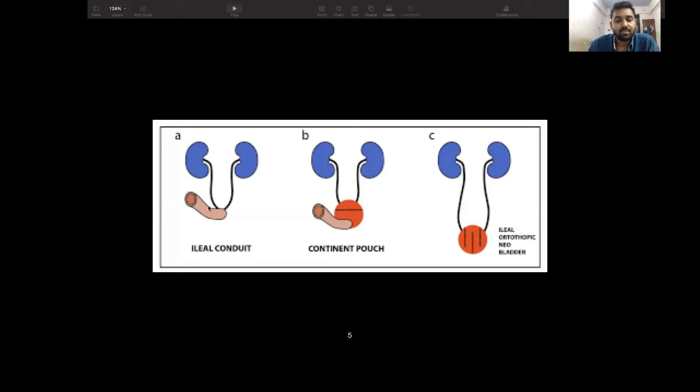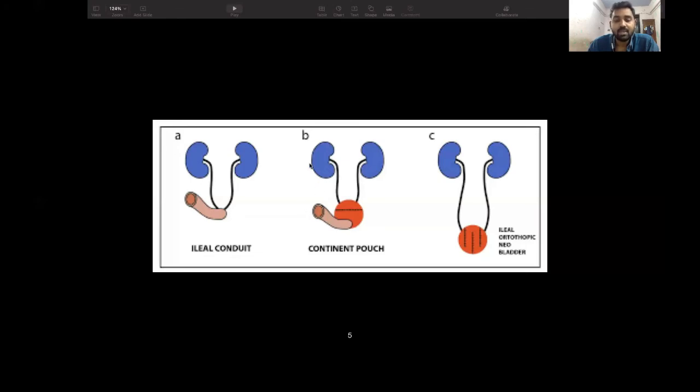So this is an example of non-continent cutaneous diversion. If you see, an ileal segment has been resected and one end of the ileal segment has been connected to both the ureters. The other end of the ileal segment is brought out through the belly of the rectus muscle in the right iliac fossa to the outside skin, and now the urine will come out through the stoma present in the right iliac fossa without any continence mechanism. So figure A shows you non-continent cutaneous diversion.